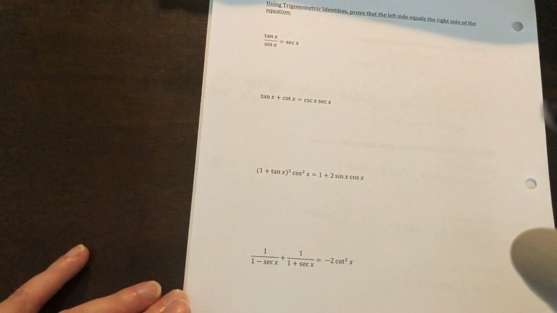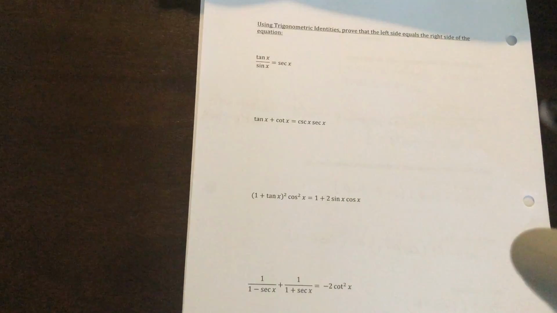Okay. Now we're going to start our identity section. So it says, using trig identities, prove that the left side equals the right side. Now, most of the time we're going to be manipulating the left side to equal the right side. Sometimes we use the right side and get it to look like the left. There's nothing wrong with that. Sometimes we have to manipulate both sides, but very rarely. I'd say like 90% of the time, we're going to work with the left side.